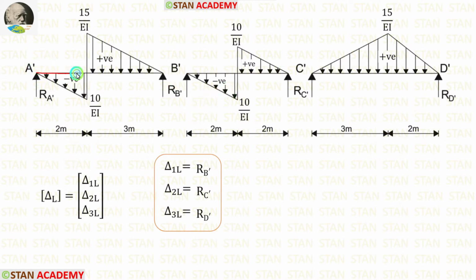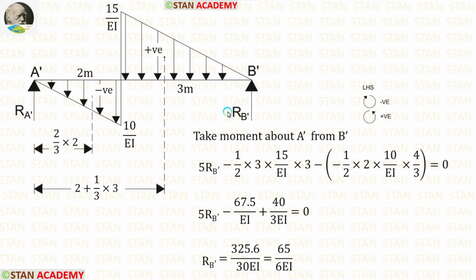First let us take the beam A dash B dash and calculate RB dash. To calculate RB dash, I am going to take moment about A dash. In this case, I am moving towards left hand side. Clockwise will be negative and anti-clockwise will be positive. RB dash is acting towards the point A dash in the anti-clockwise direction, so it will be positive. And the distance is 5 meter. So 5 RB dash. This UVL is acting in the clockwise direction, so it will be negative.